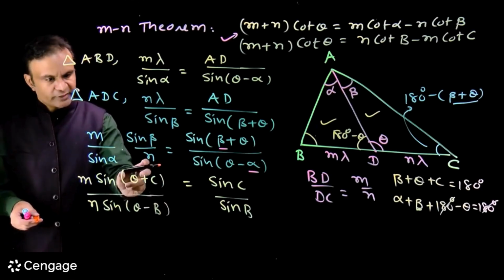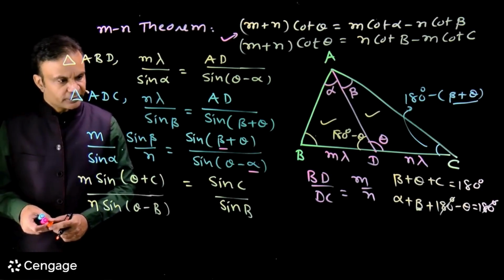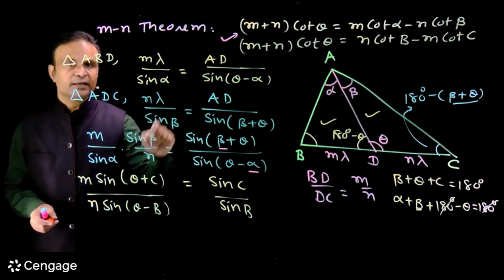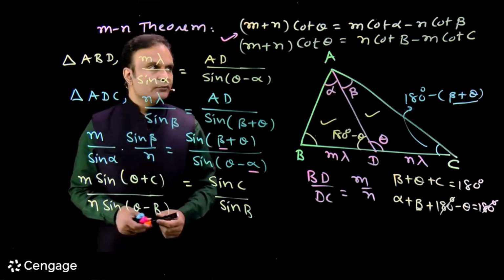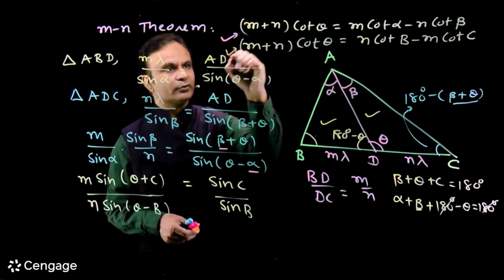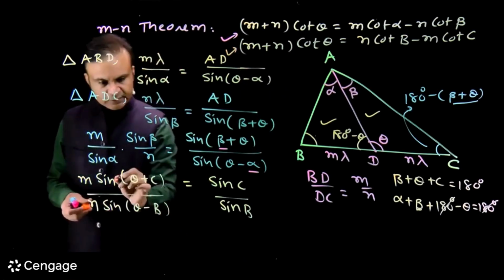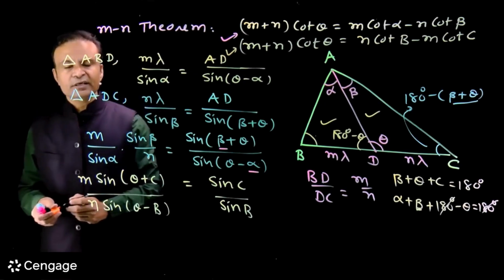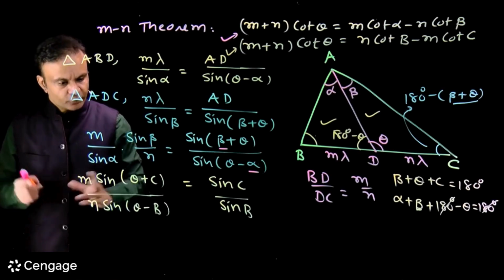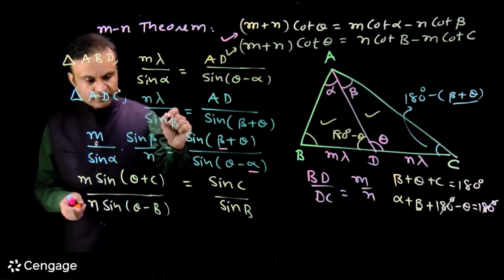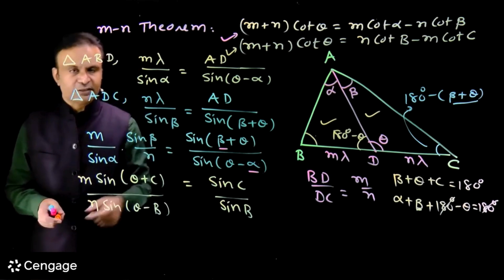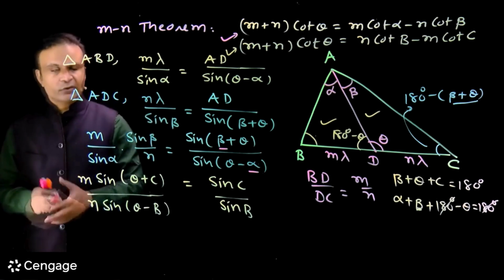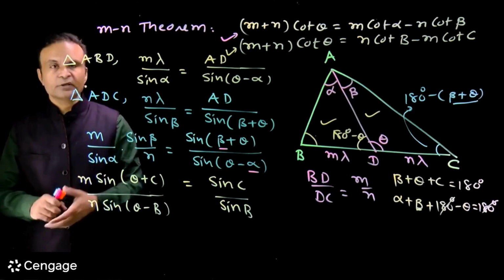Now expand sine of theta plus C and sine of theta minus B, cross multiply and divide both sides by sine theta, sine B, sine C, and we will get the second formula. What you have to do is expand sine of theta plus C and sine of theta minus B, cross multiply, then divide both sides by sine theta, sine B and sine C. You can try it and you will get this formula. Okay, now let's find some applications of the Mn theorem.